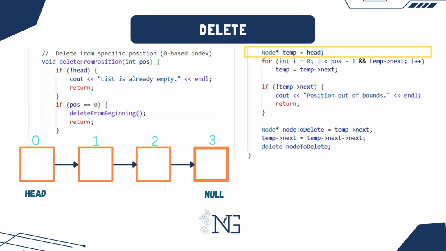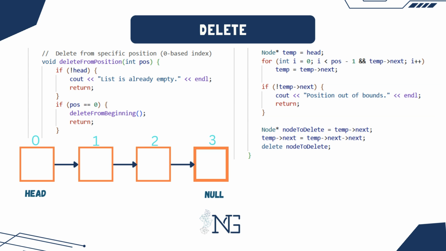Now we create a temporary pointer and move it to the node just before the one we want to delete. We loop until we reach position minus 1, unless we hit the end of the list early. If we reach a point where there's no node at the desired position, we print a message, position out of bounds, and exit the function.